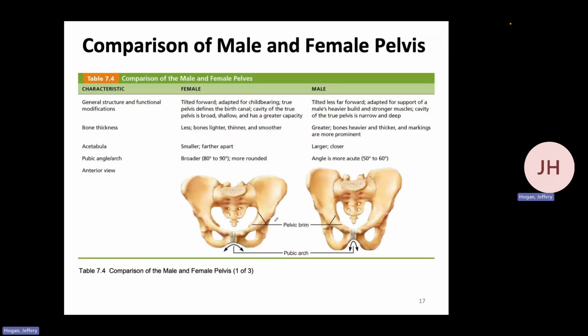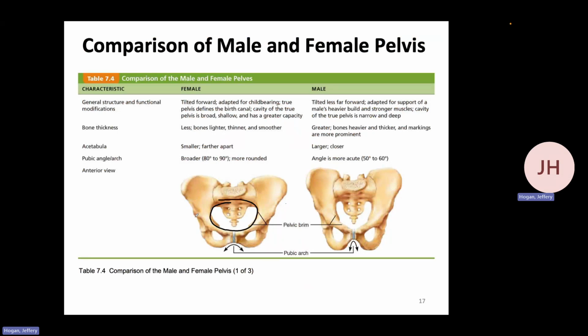Now, the pelvis differs between males and females, right? Obviously, females need to pass a baby's head through the pelvis in the birth canal so the species can reproduce. And so the female pelvis is specialized for that function. A little bit more tilted forward. The cavity of the pelvis is going to be broader, a little shallower here, with more volume within the pelvis. The bones tend to be lighter, thinner, and smoother than the males.